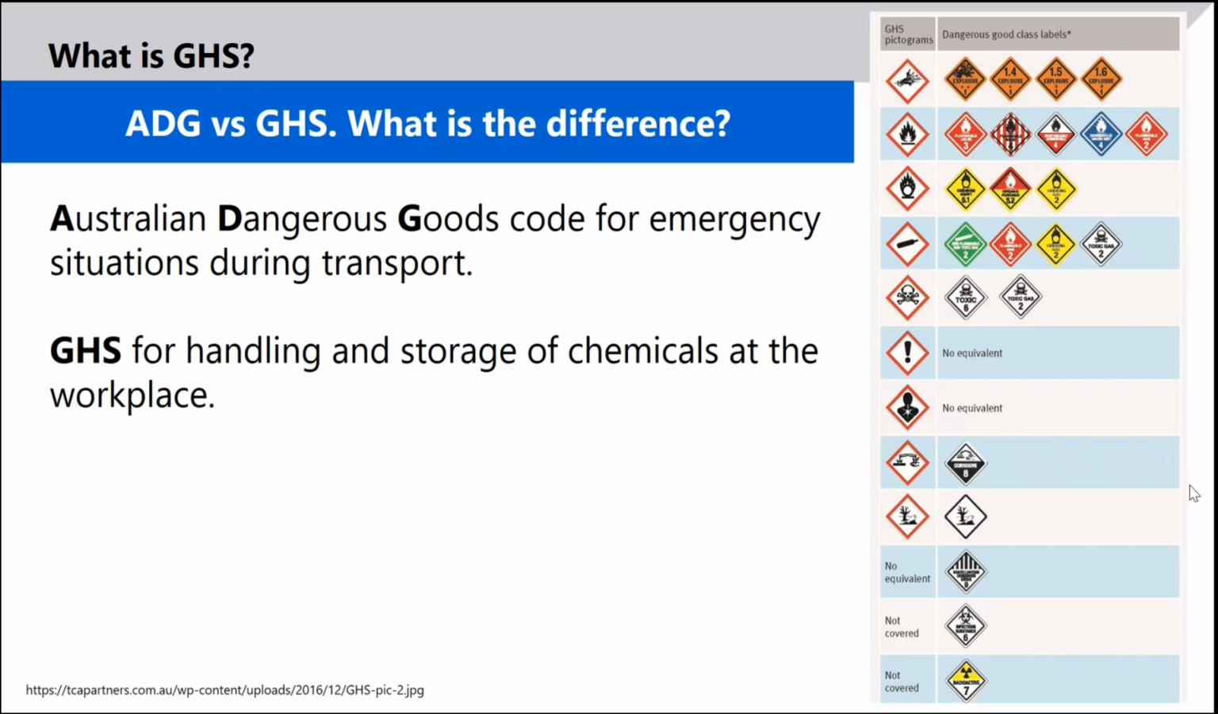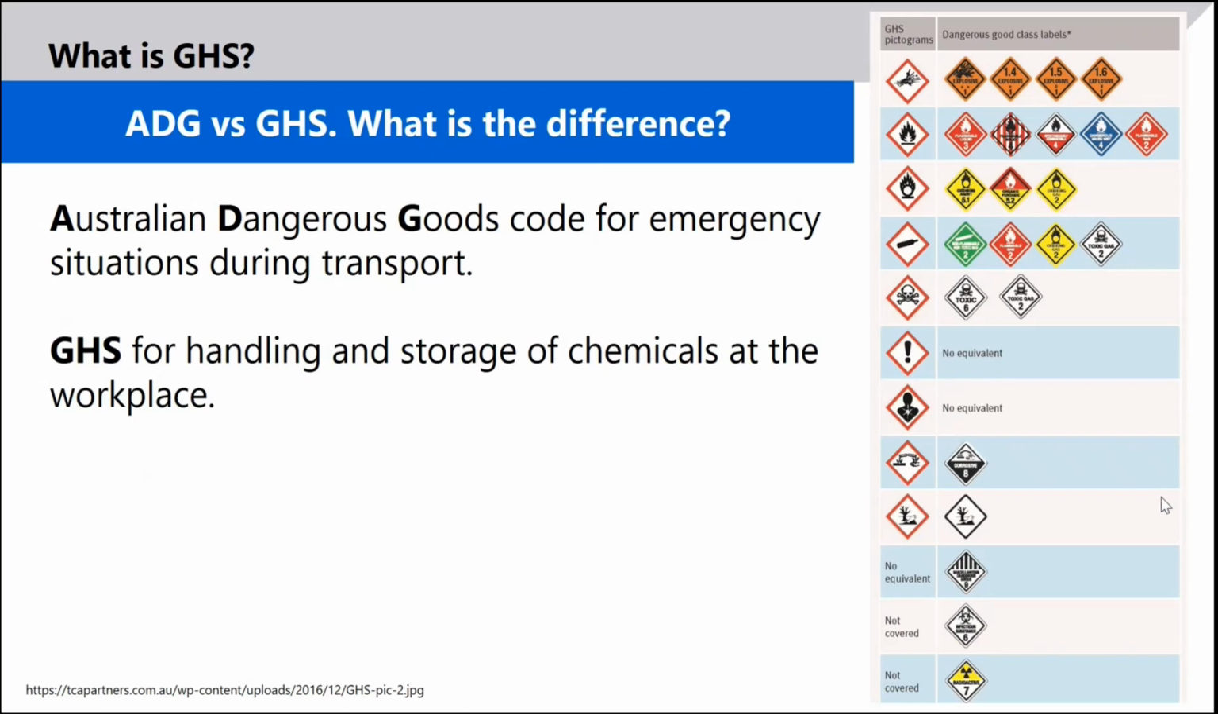So the ADG code only applies to road and rail transport of dangerous goods and is given its authority by its incorporation into the state and territory transport legislation. So Sydney has different legislation to Melbourne, to Adelaide, to Queensland, to Western Australia, South Australia and Northern Territory. Each state and territory has their own type of legislation.